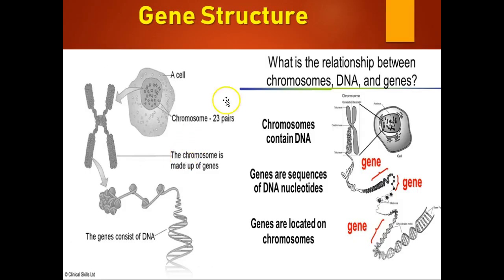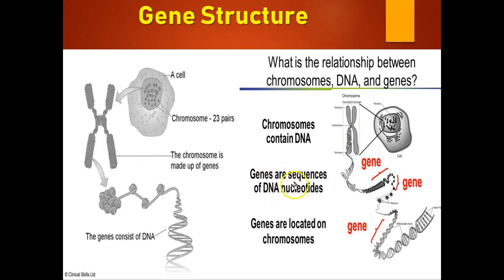Now, how are our genes structured? Well, as you know, our body is made of many tiny cells. The cell is called a soma. And in each cell is the nucleus. The nucleus is where our DNA is located, our genes, our chromosomes. And looking at the relationship between the chromosomes, the DNA, and genes, the chromosomes contain the DNA. So it's on the chromosomes.